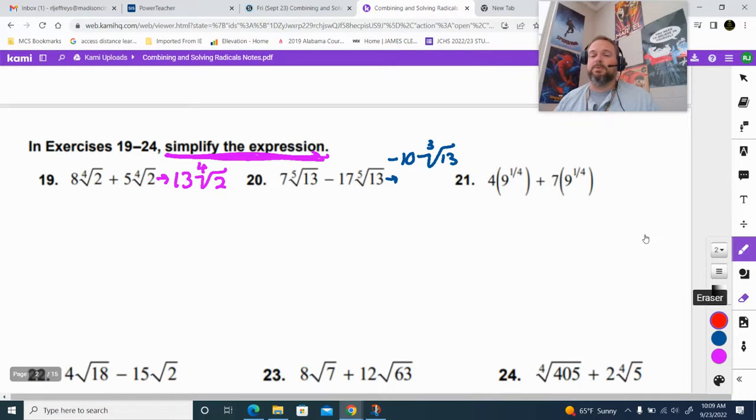Oh, I'm sorry, not cube root, fifth root. I wrote the wrong number in the gutter. All right, 4 plus 7 is 11, 9 to the 1/4 power. Granted, we could actually write this as 11 fourth root of 9. I'm not going to make you do that.